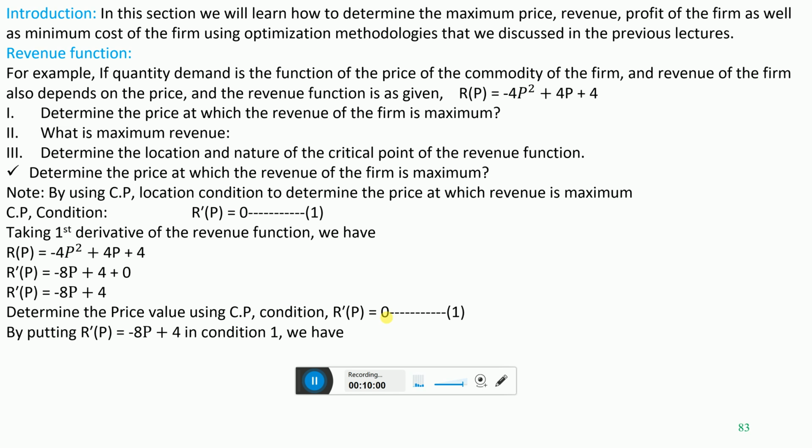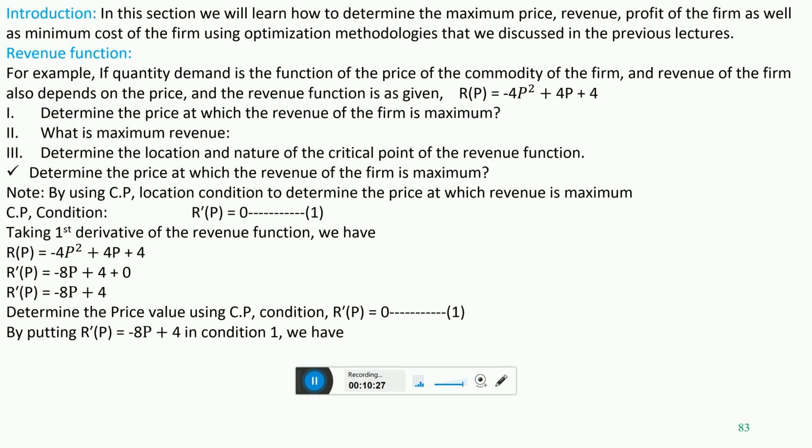And we need the critical value, the price value, which is not given. So we can determine the price value using this condition, R prime of P is equal to 0. How? Look, we have R prime of P, the first derivative of the function. This is given in here. R prime of P is equal to minus 8P plus 4.